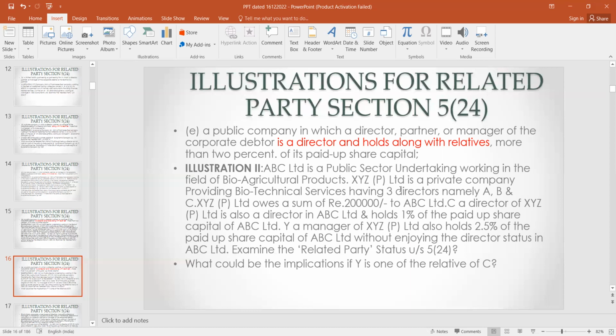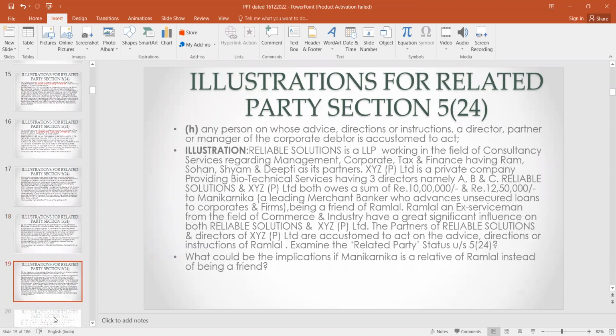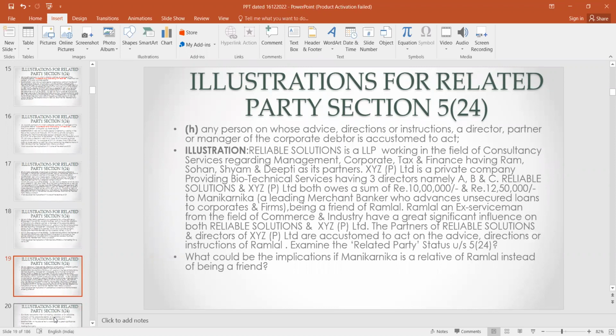C is a director holding 1%, and Y is holding 2.5%. So together their holding will be 3.5%. If Y is one of the relatives of C, then Y's shareholding will be clubbed with the shareholding of C. For this, you have to see the holding of the director, partner, or manager along with his relatives. You can go through all these illustrations and then try to identify the particular clause under which this fits in.